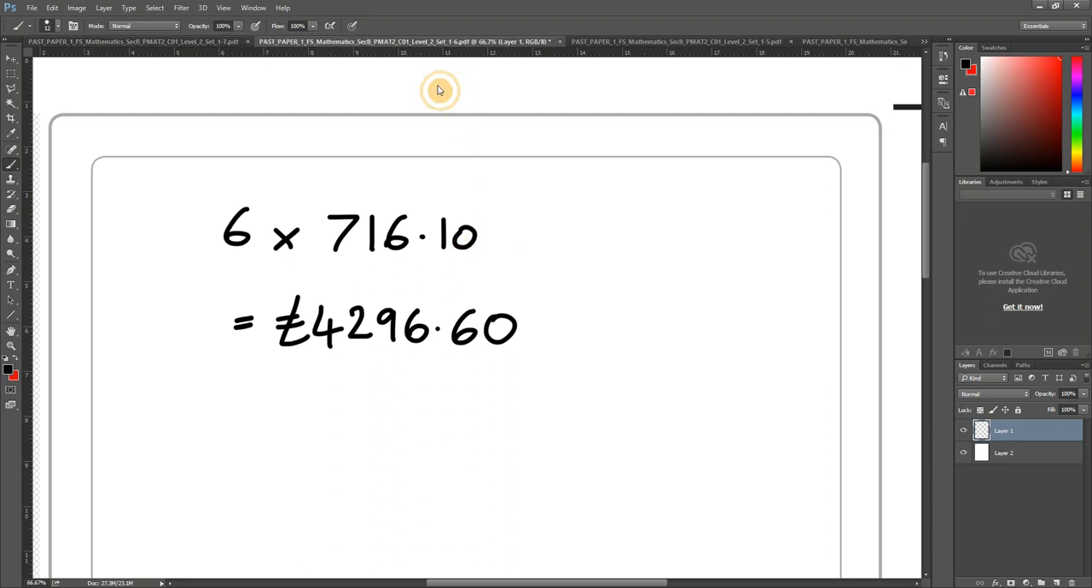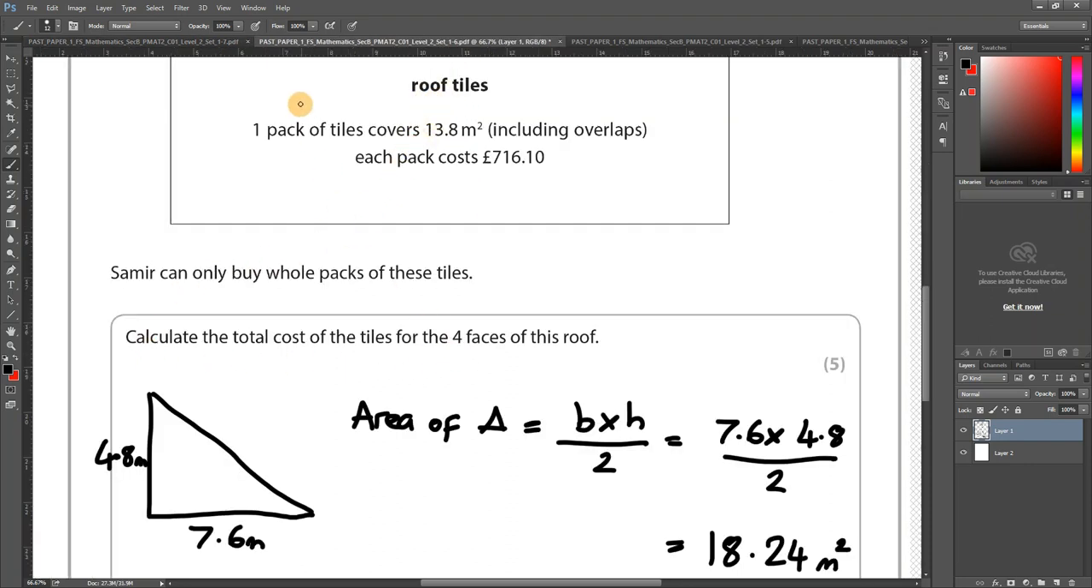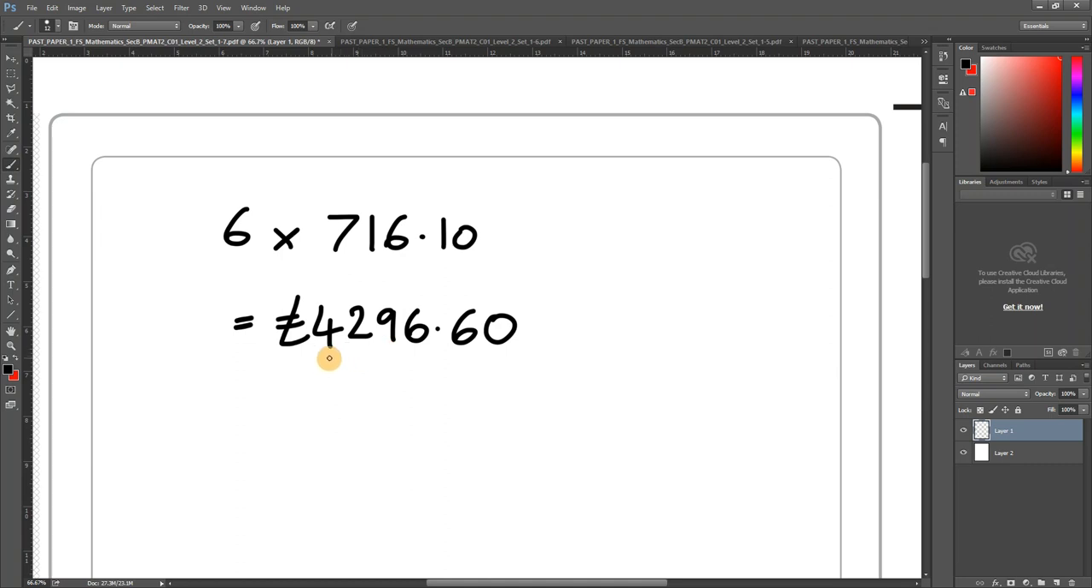Let me just double check. What's it asking for? Calculate total cost. Yeah, there you go. Total cost is this. Yeah, and don't forget the zero on the end, otherwise you would get marked down for that, and that'll get you 5 marks for that. Let's move on to the next question.